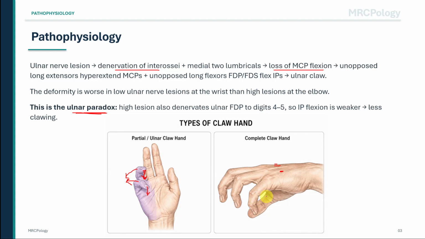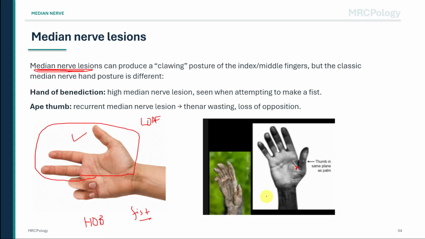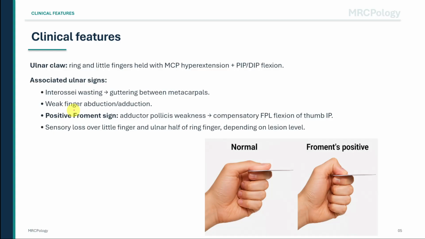Test finger abduction by asking the patient to spread the fingers against resistance. Test adduction by asking the patient to hold a piece of paper between adjacent fingers while you attempt to pull it away. Perform Froment's test by asking the patient to hold a piece of paper between the thumb and the side of the index finger.